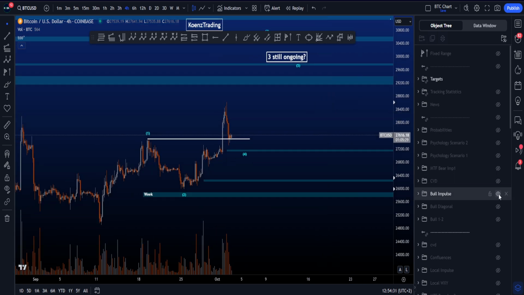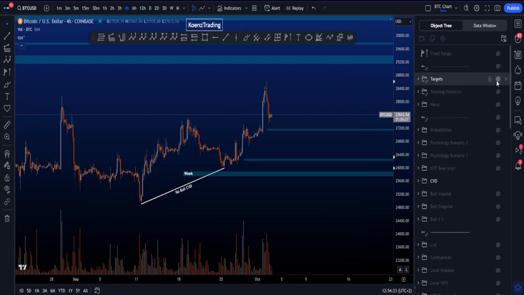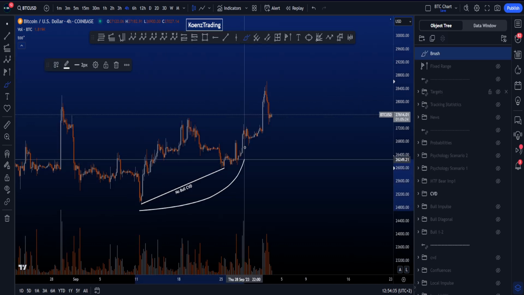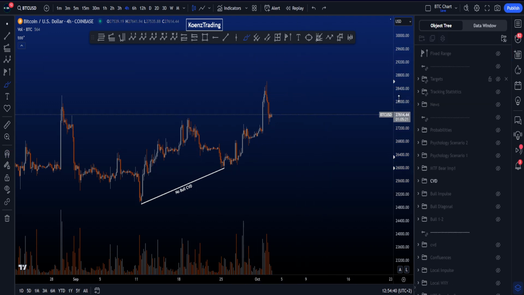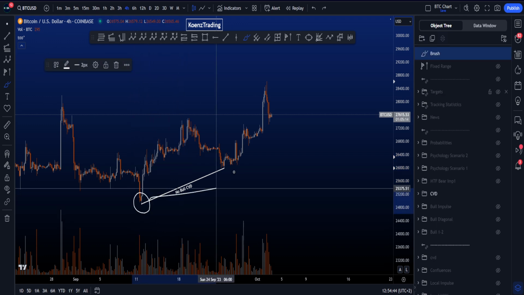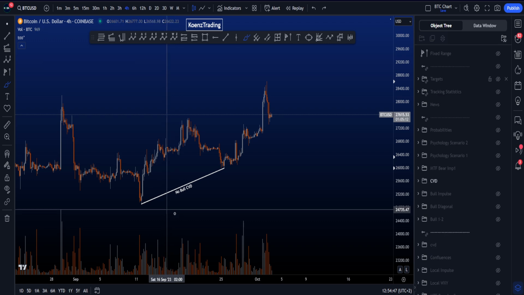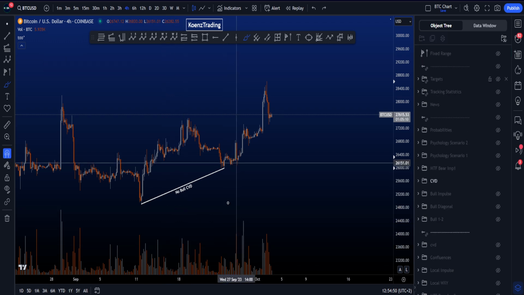If you then look at the CVD divergences, what's interesting is that at the low over here, if we are looking for a big impulsive move towards the upside for new highs to be made, price over here did not make any bullish CVD divergences with this low and the higher low. Higher low in price, lower low in CVD was not visible.